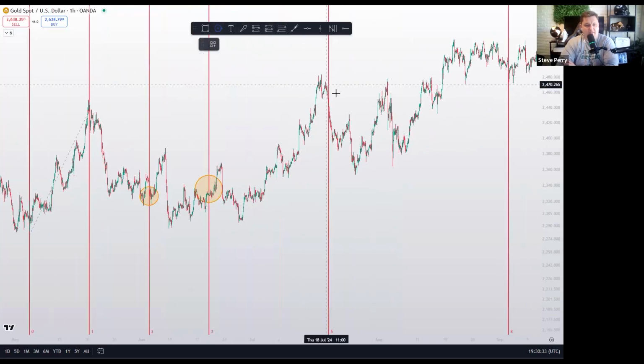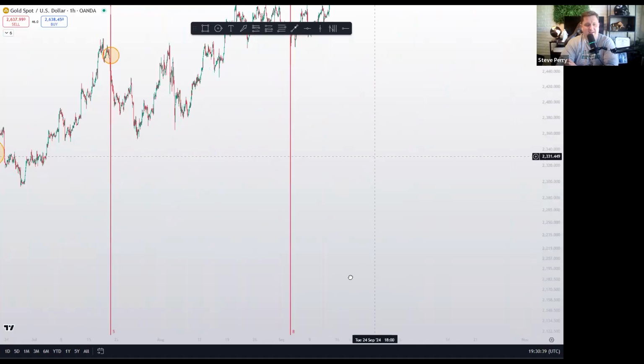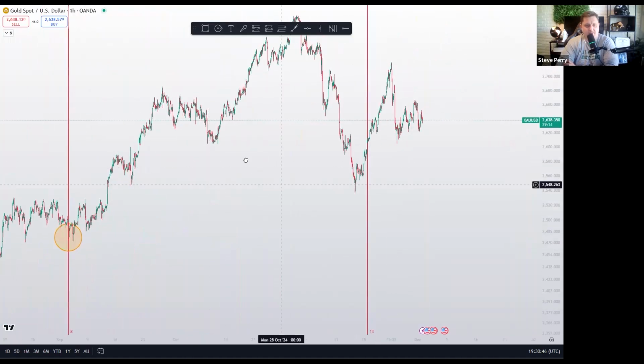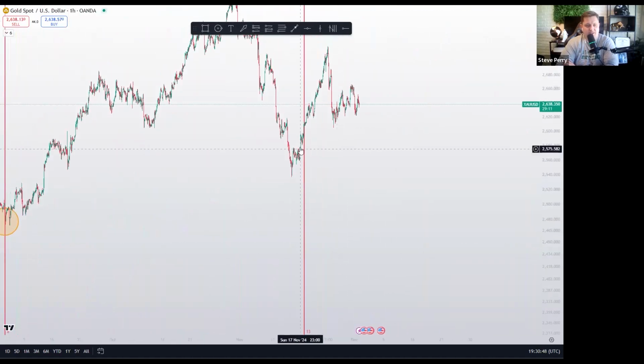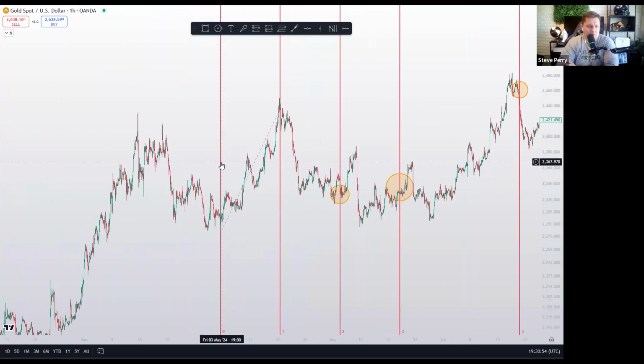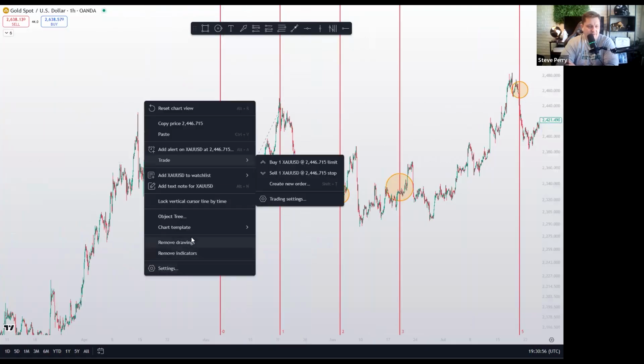This one caught it really nicely, right around there. It started to collapse. This one was good. Here's the eight. Right at the eight, that started to rally to the upside. This one was close. Here's the 13. A little too late, but it was getting close. That is really cool. Let's delete all that and do another one.